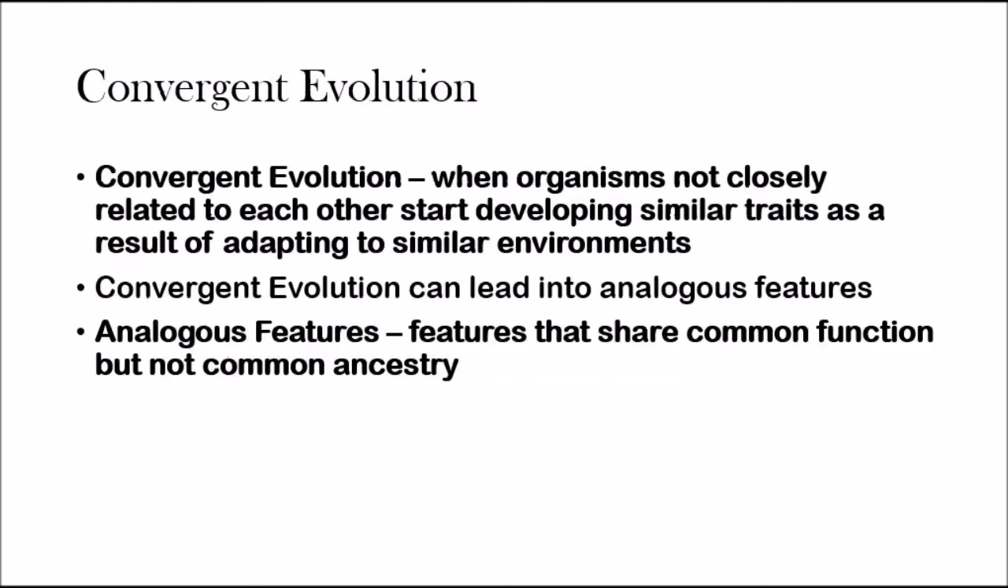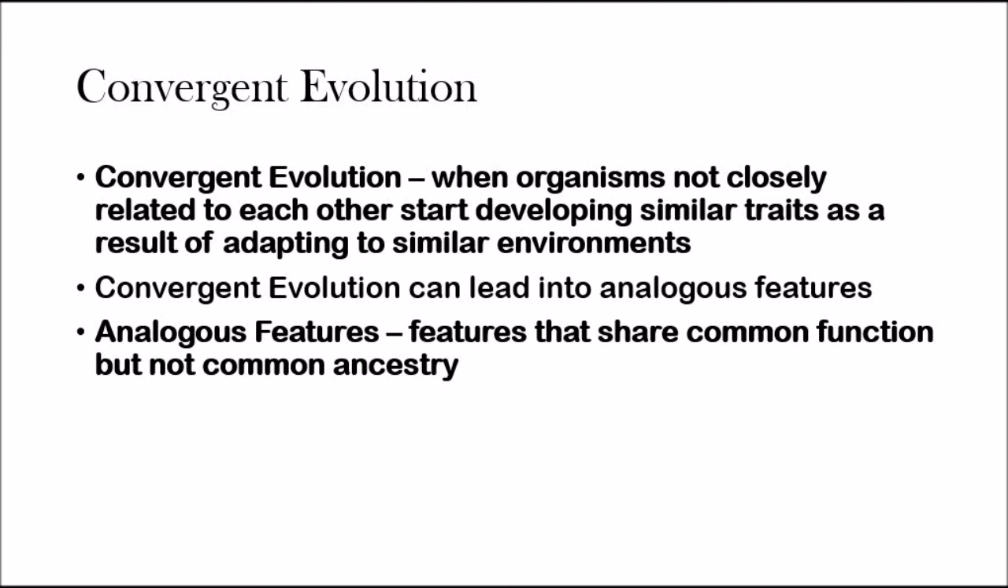Now, the other type of evolution is convergent evolution. Convergent evolution is when organisms not closely related to each other start developing similar traits as a result of adapting to similar environments. So even though these organisms don't have the same evolutionary background, because of natural selection, they're going to develop traits which are similar. These similar features or structures are called analogous features. Analogous features share a common function, but not a common ancestry. So it's kind of like the opposite of a homologous structure. Homologous structures share common ancestry, but not necessarily the common function. Analogous features are exactly opposite: common function, but not common ancestry.